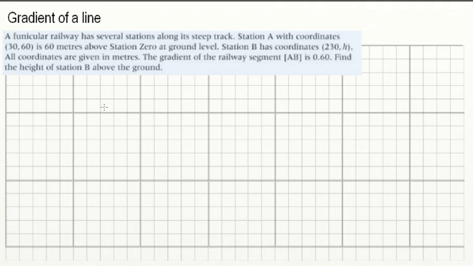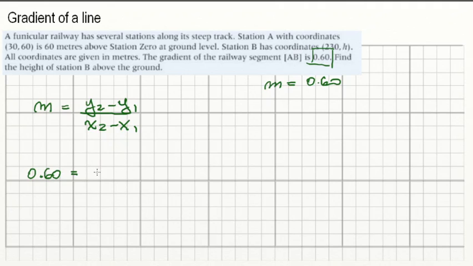So there's a lot of stuff written here, but we only need the formula for the gradient. To solve it, let's identify the unknowns that we have here. So m, which is our gradient, is given. We know that our gradient is 0.60. What else do we know? Well, we know the coordinates of B, which is our second point, and we know the coordinates of A. So the only thing that we don't know is this height. So let's put those in our formula. So 0.60 is y2, which is the height of B, minus the height of A, over the horizontal displacement of B minus the horizontal displacement of A.